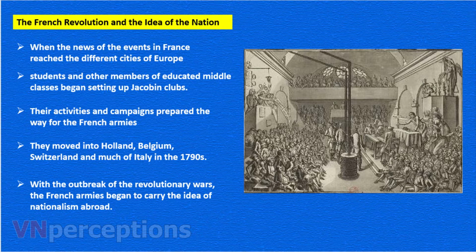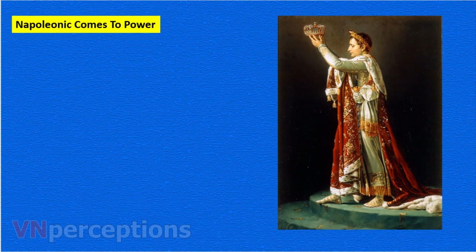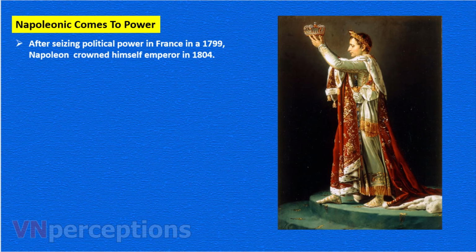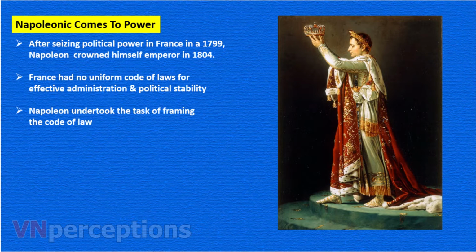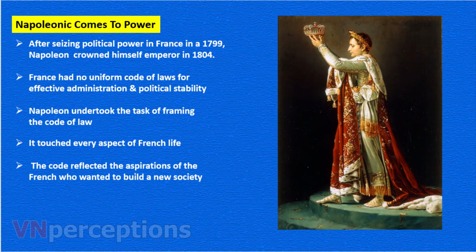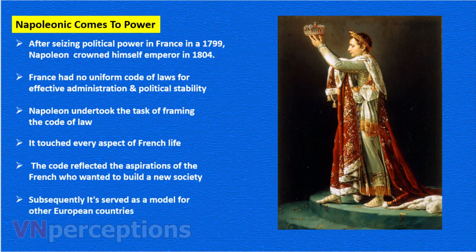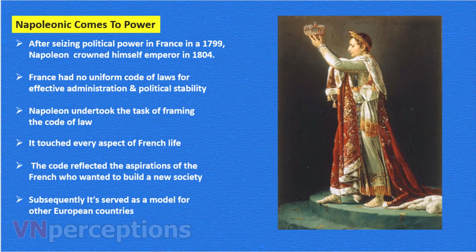After seizing political power in France in 1799, Napoleon Bonaparte crowned himself emperor in 1804. France had no uniform code of laws for effective administration and political stability. So, Napoleon undertook the task of framing the code of law. It touched every aspect of French life. The code reflected the aspirations of the French who wanted to build a new society. Subsequently, it served as a model for other European countries.